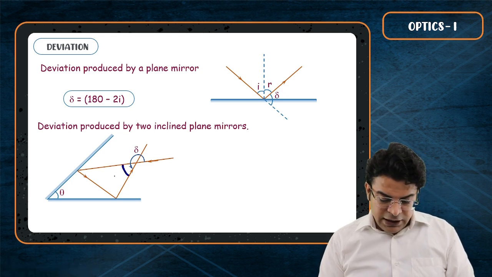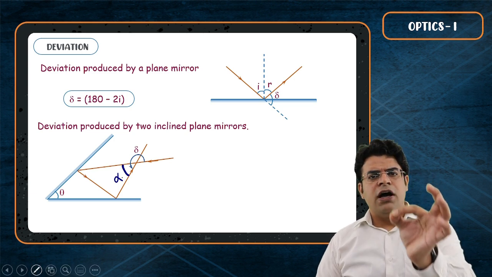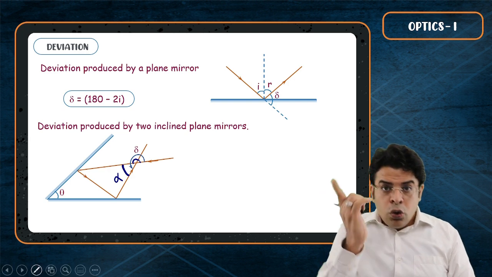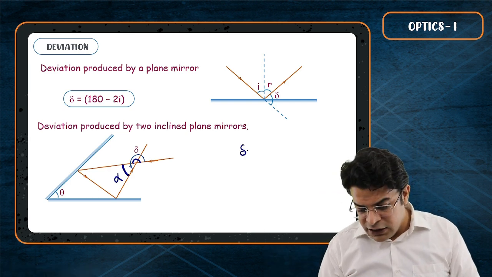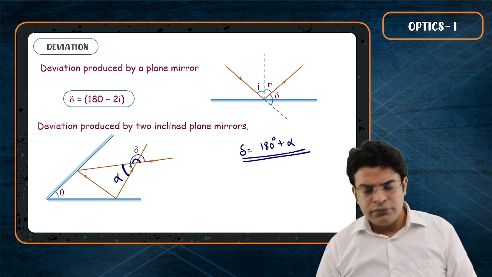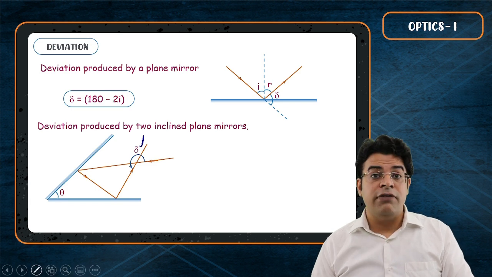First of all, tell me if this angle comes out to be alpha, what will be the relationship between alpha and delta? So you will say, sir, here this angle is 180 degrees. The whole angle is delta. So I can say that delta equals 180 degrees plus alpha. So let's find out alpha so that I can tell you what is the value of delta.